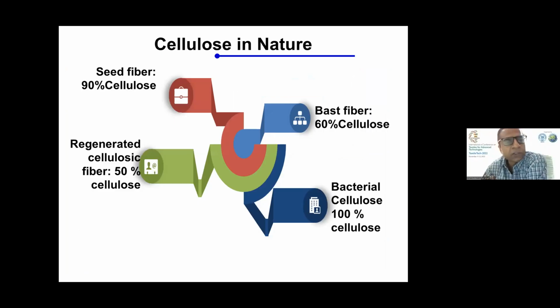If you look in nature, cotton seed fiber consists of 90 to 95% cellulose, bast consists of 60% cellulose, and regenerated cellulose fiber consists of 50 to 60% cellulose. But the beauty of bacterial cellulose is that it consists of 100% cellulose, which is not present in any other source in nature.